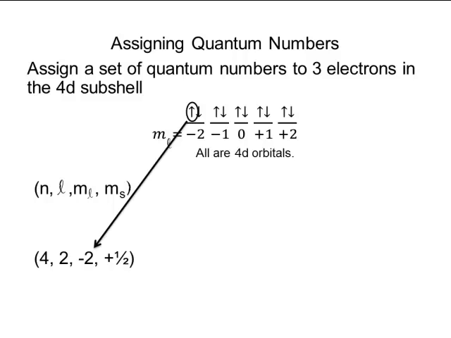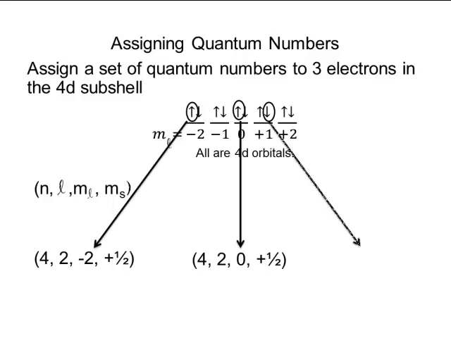All right, so each one of those electrons would get its own individual set of quantum numbers, which wouldn't violate the Pauli exclusion principle. But we couldn't have 2 electrons both in spin up or spin down in the same orbital. Let's look at another one here. Let's take this electron, assign its numbers. So it's going to be 4, 2, 0, plus 1/2. Notice the 4 and the 2 are the same. Why? Well, because these are all 4d orbitals. So n equals 4, L equals 2. All right, let's pick a third one. Let's take this one. So that would be 4, 2, plus 1, minus 1/2.